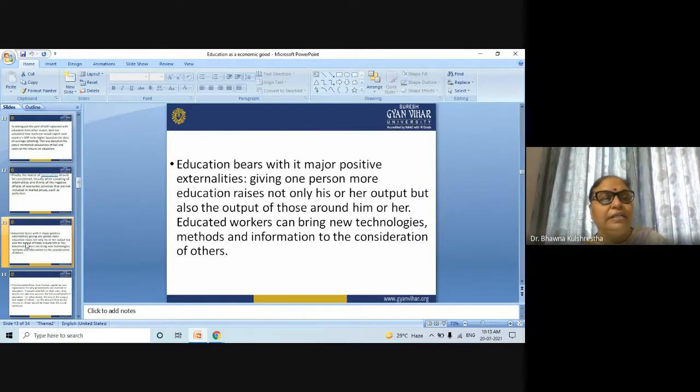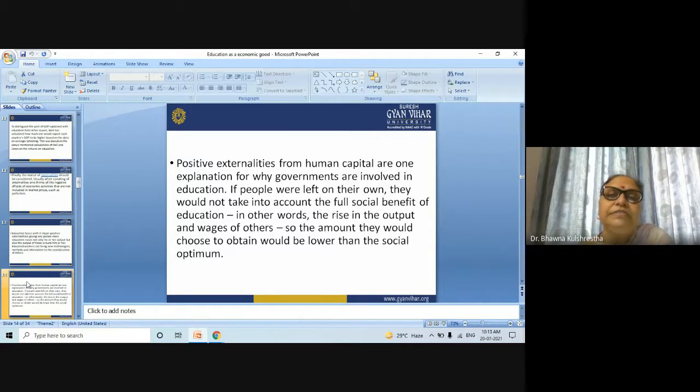And the next is positive externality. Positive externalities from human capital are one explanation for why governments are involved in education. If people were left on their own, they would not take into account the full social benefit of education.